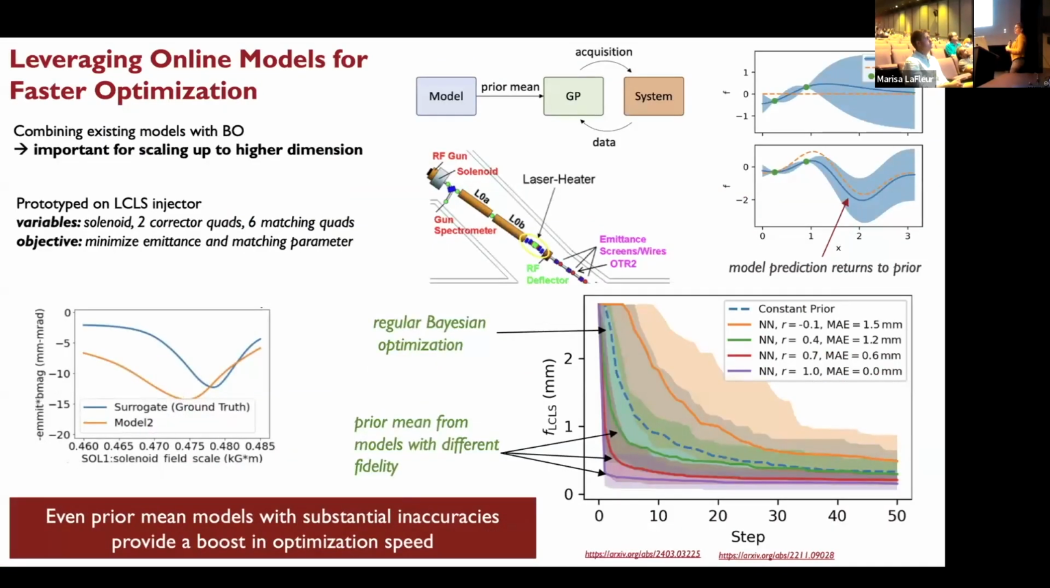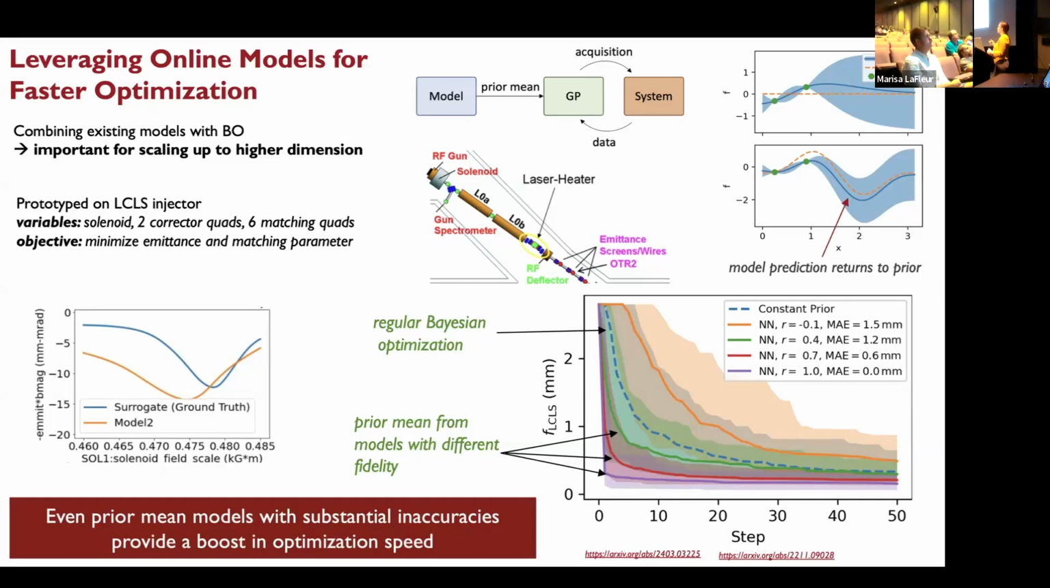Taking that a step further, in the context of trying to deploy these algorithms online, it is very useful to have some sort of fast executing system model that can just be tied directly into how the Gaussian process and Bayesian optimization is doing the modeling. And so we've started exploring taking neural network-based surrogate models of systems.